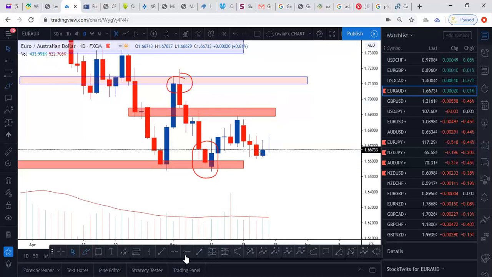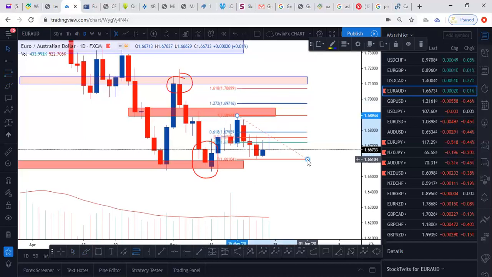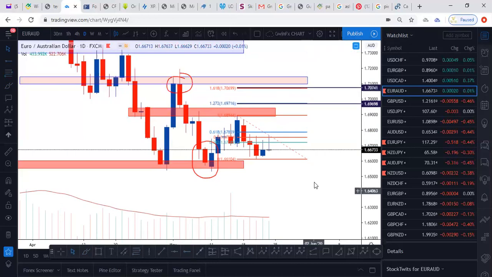All right, swing high to swing low. This is where we want to be taking our profit, the 127 Fibonacci, and also we'll be targeting the 1.618 this week. So that's what I think of the pair.